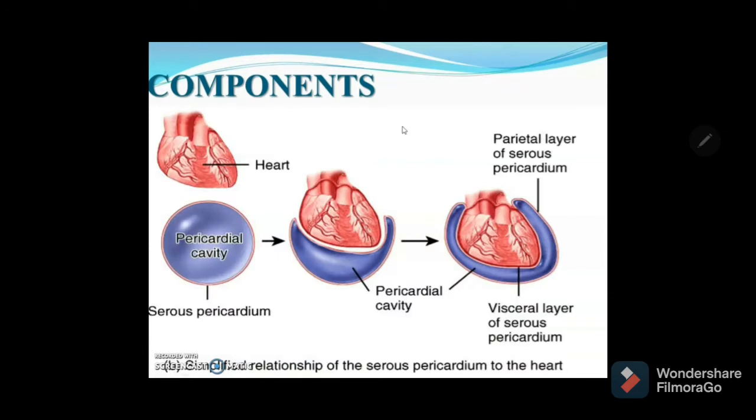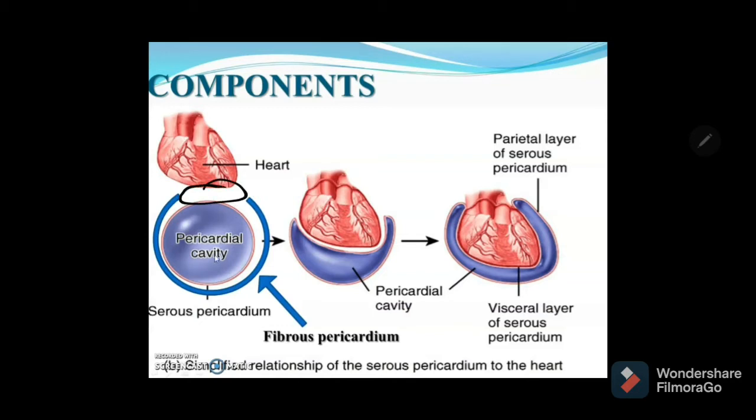You can see here, you are seeing the heart descending from above and behind into the balloon shaped serous pericardium, and when the heart descends you can see the outer fibrous pericardium is open here. So when the heart descends from above and behind, it reduces the balloon shaped pericardial cavity into two layers. One which is intimately attached to the heart is the visceral layer, and one which is intimately related to the outer fibrous pericardium is the parietal layer.